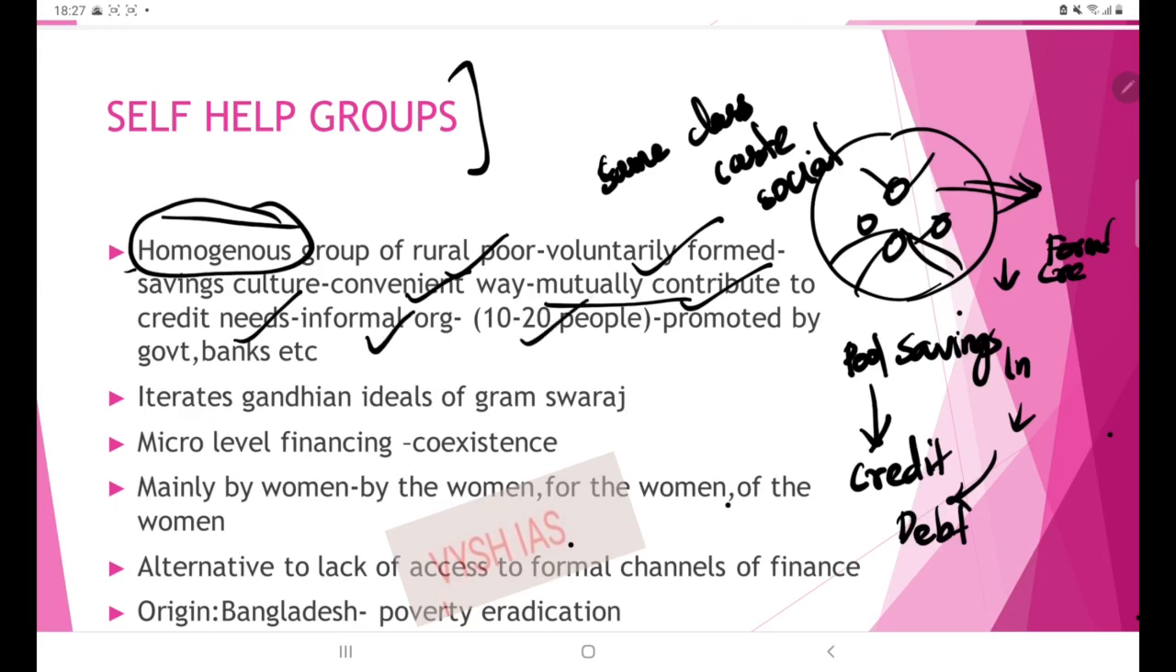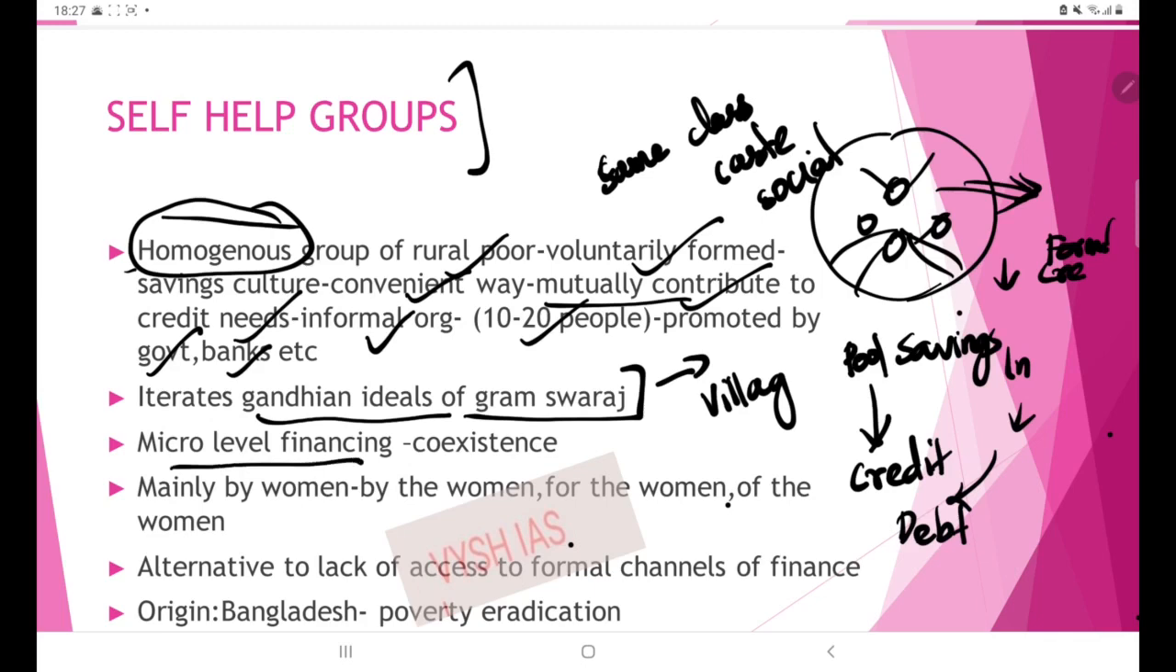It will be comprising of some 10 to 20 people, and it is getting backup from state actors also, like government, banks, etc. are taking steps to promote this self-help groups. Then it is actually in line with the Gandhian ideals of Gram Swaraj regarding the rural development and village development. So it is one important part in rural development agenda, and it is involved in micro level financing, and it is reiterating the coexistence. Since these people are building a trust within themselves and they are coexisting, they are financing themselves in a micro way.